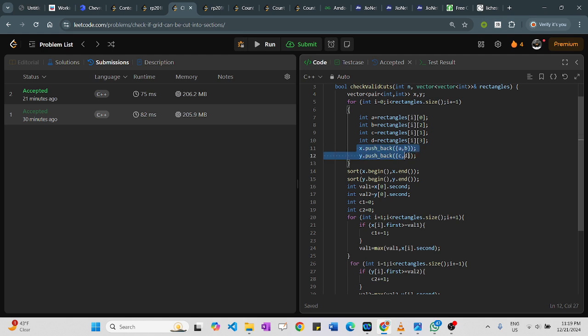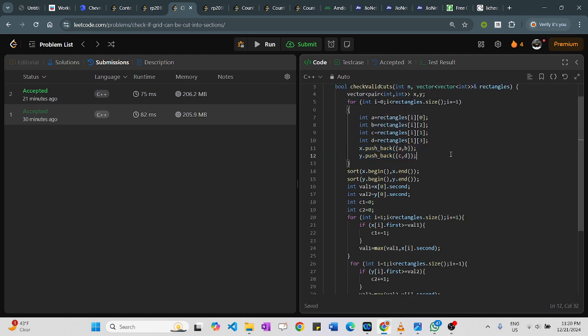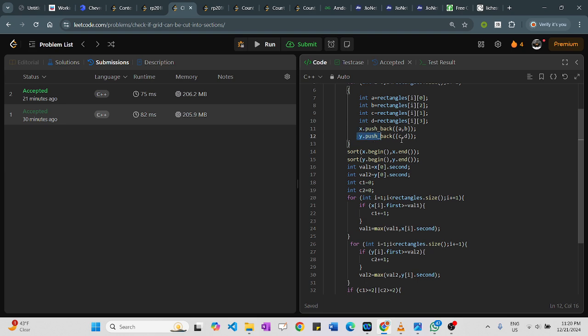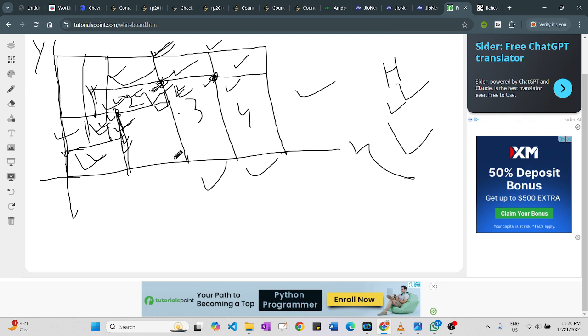And then I will be taking all those coordinates in the x and y vector of pairs data structure, and then we will sort in order to get which rectangle is coming at which position, and the sorting is making sense here, right? And we will be taking the first coordinate.